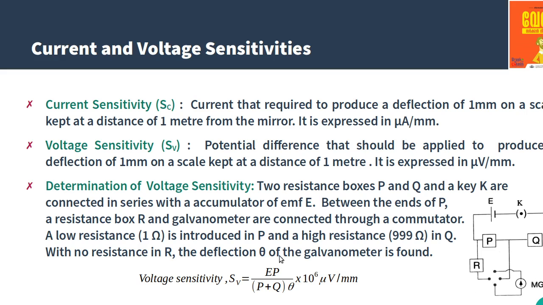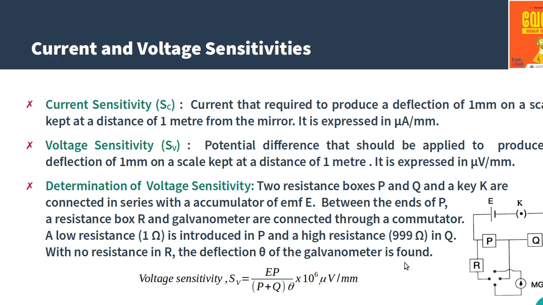Let the deflection produced by the galvanometer be theta. The potential across P, which we fed to this, produces a deflection theta. That means EP divided by P plus Q produces a deflection theta. What is the voltage sensitivity? It is not the voltage to produce a deflection of theta; it is the potential difference required to produce a unit deflection. So you just divide by that angle. Voltage sensitivity SV will be the voltage across P, that is EP divided by P plus Q, divided by theta.